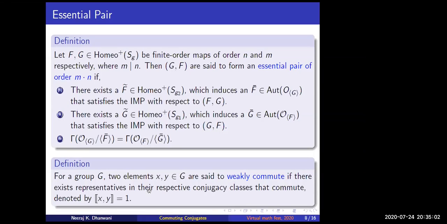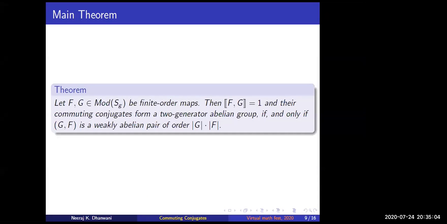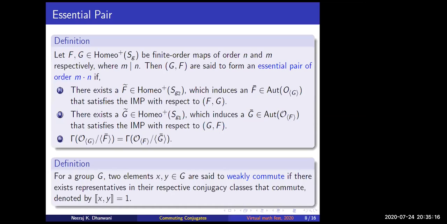With these two definitions, we have our main theorem. Our main theorem says you take F and G in the mapping class group, they weakly commute if and only if they form a weakly abelian pair. So what is the meaning of a weakly abelian pair? A weakly abelian pair is just an essential pair with one more technical condition, and that's a little bit technical. But in most cases, it does not play a role. I will show one example, of involutions, where there is no such role. But that technical part, for most of the examples, I will not cover in this talk.